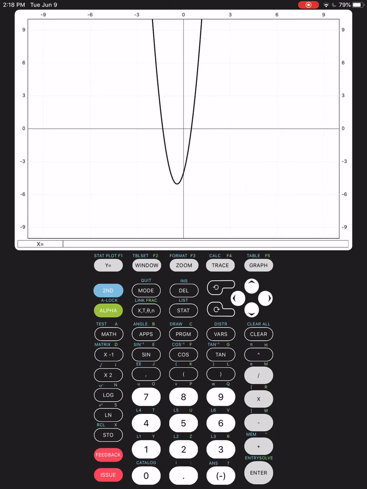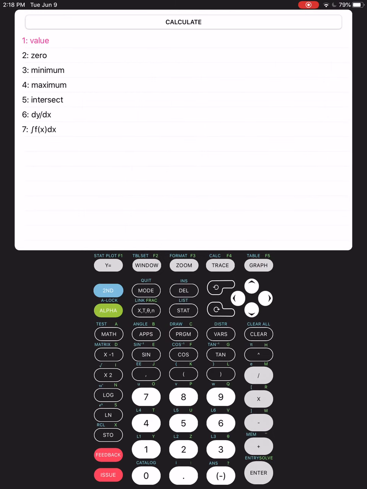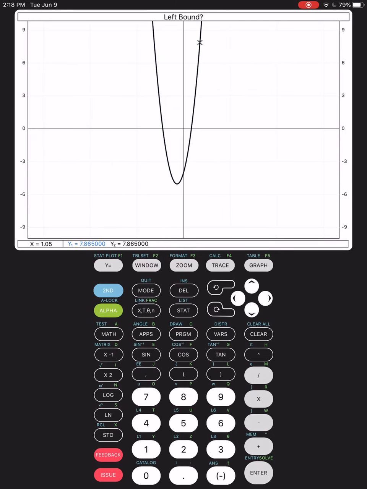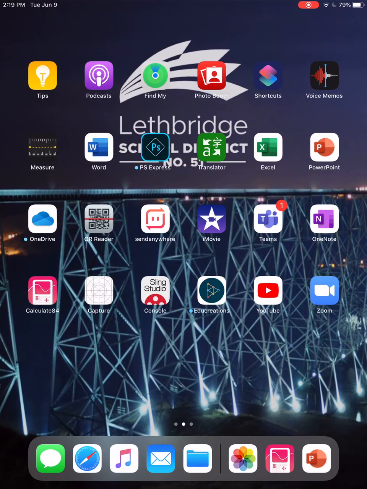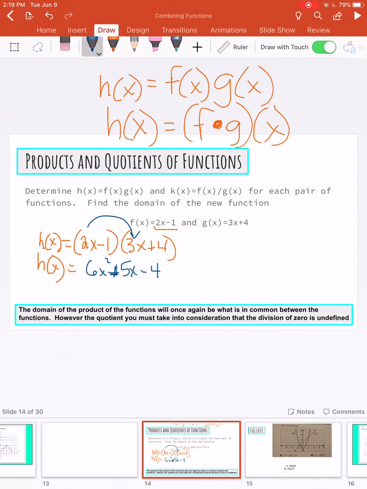So this is a quadratic graph, meaning the domain will be x is an element of all real numbers. However, for my range, I'm going to need to find that minimum point. So that I find the lowest point of this graph, I'll choose minimum. Left bound, I'll move to the left. Right bound, I'll move to the right. Okay, and I end up with a minimum point with a range of about -5. So when we go back to our PowerPoint, we know the y value, the lowest it goes, is -5.